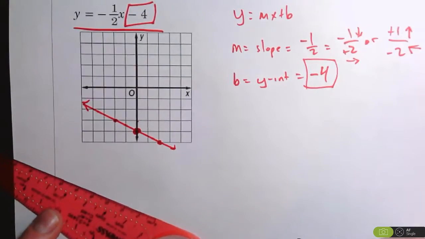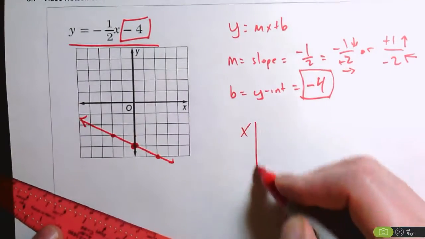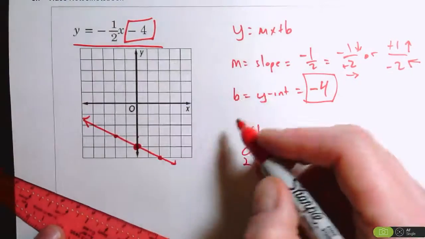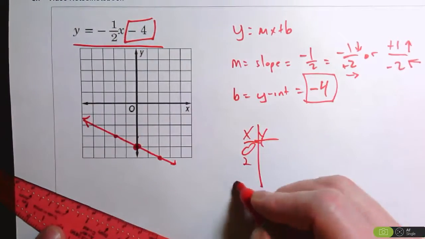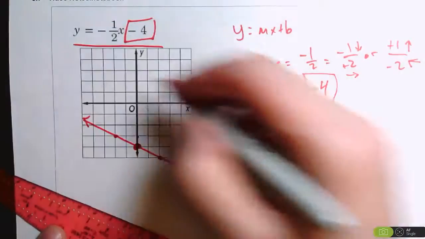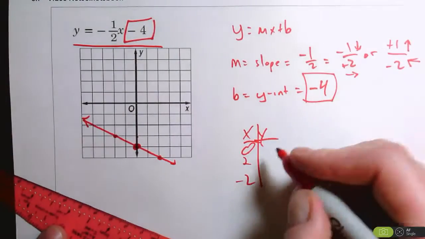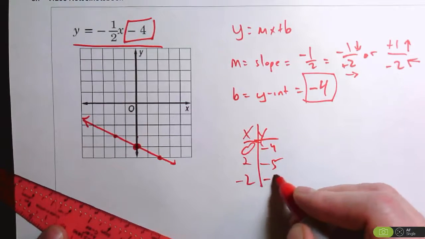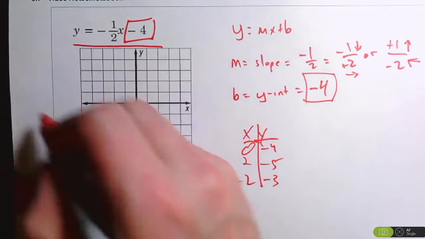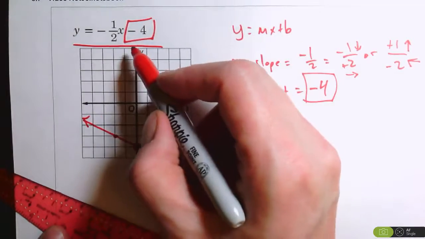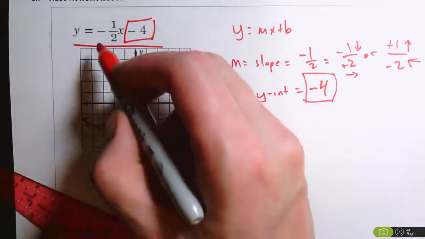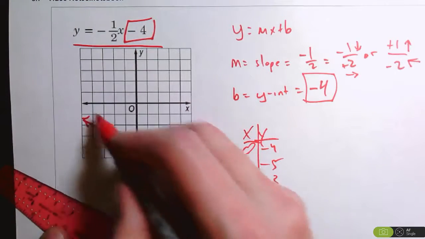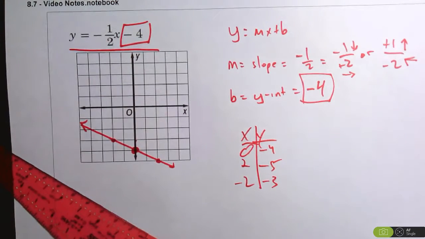And there's our line. And that's a lot faster than me making an XY table and going, okay, I'll plug in 0, and then I'll pick 2 because it's going to cancel with that, and I'll pick a negative 2 to cancel off with it, and then plugging those numbers in and working it all out and getting, okay, 0, negative 4, and 2, negative 5, and negative 2, negative 3, plotting those three points out, and then whoosh, I can just say, nope, y-intercept is negative 4, slope was negative 1/2, down 1, right 2, or up 1, left 2, whoosh, done.